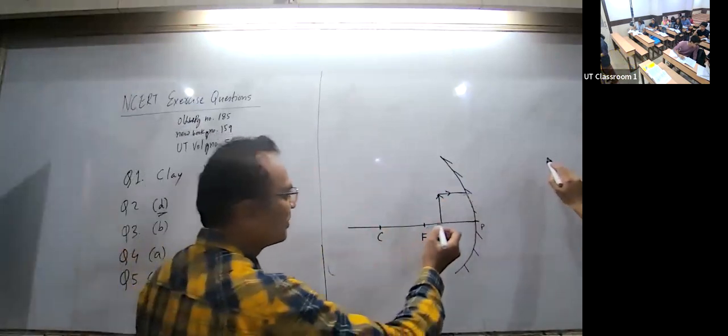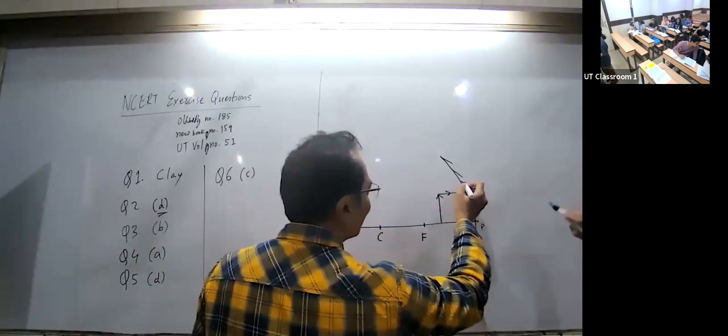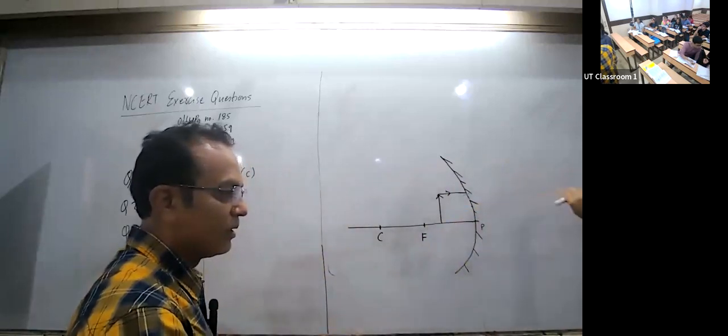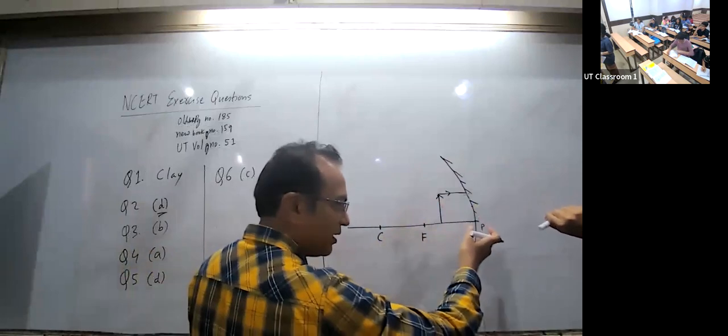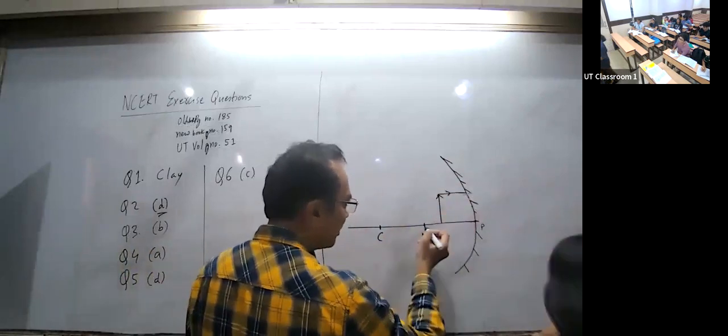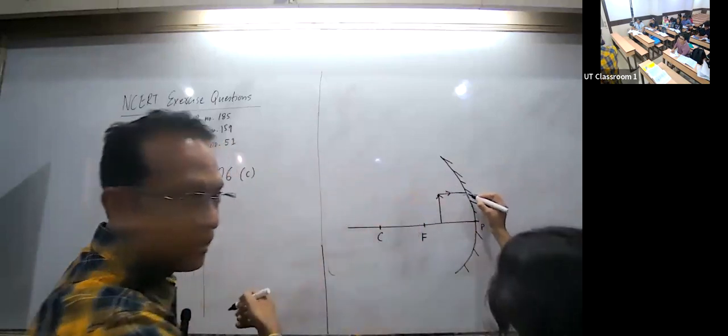Usually it goes down. Yeah, very good. So after reflecting from the mirror, it will cross the mirror. It is a reflecting mirror, so it will cross the mirror. No. It will bend back. Where? Through the focus, right? Parallel ray.